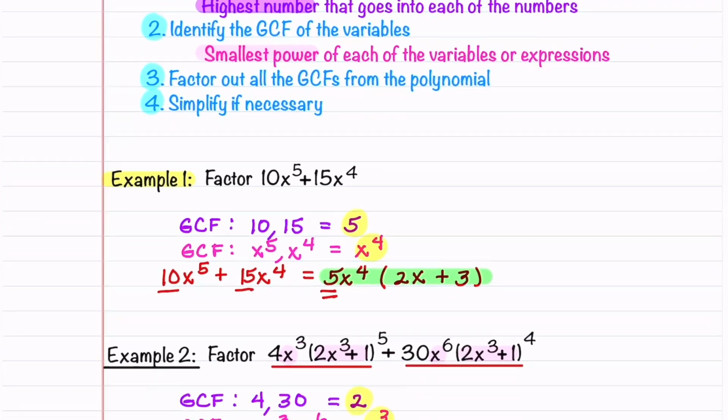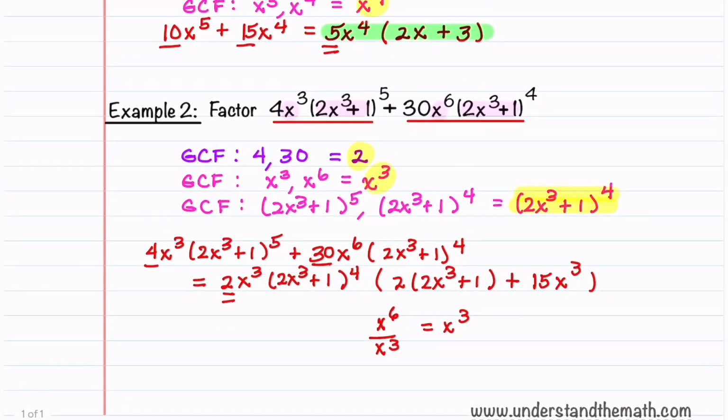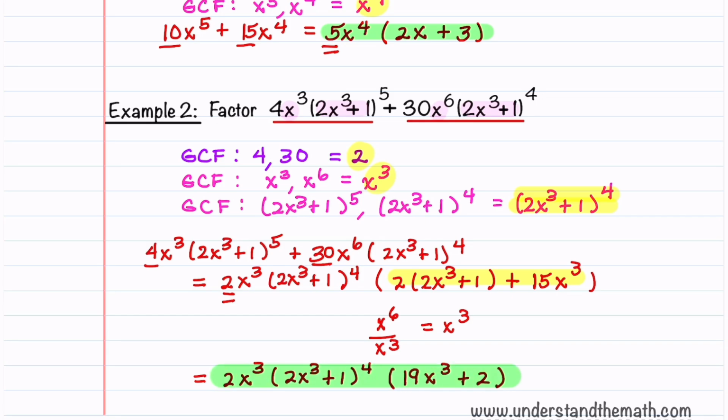So let's go ahead and do that. This is the part that we're going to simplify. Our answer then is 2x cubed times 2x cubed plus 1 to the 4th. And then we have a 4x cubed and a 15x cubed. So we have 19x cubed plus 2. And that's our final answer.